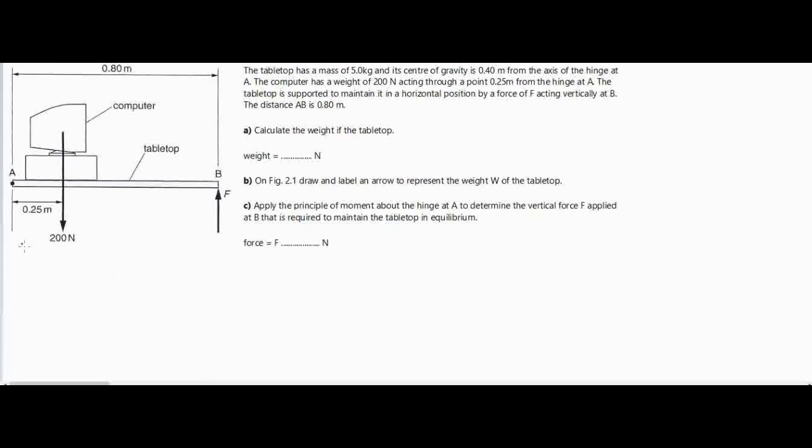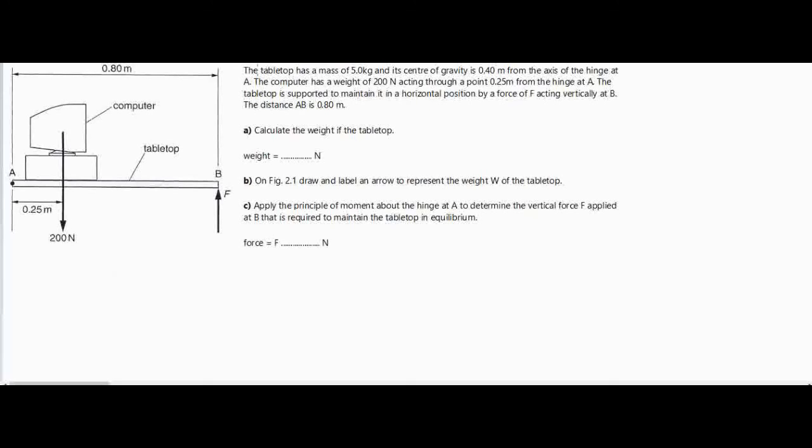Now firstly we have this diagram here. You can observe all the dimensions and quantities. We have a hinge here at A, we have the weight of the computer, upward force acting at B, the distances. So let's go. First one says calculate the weight of the tabletop.